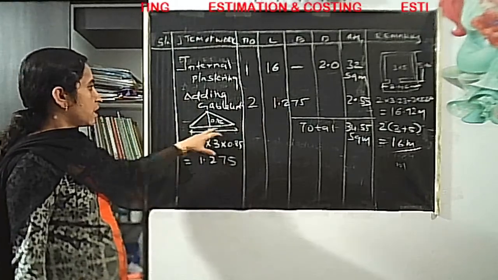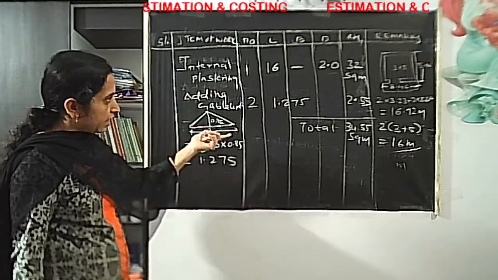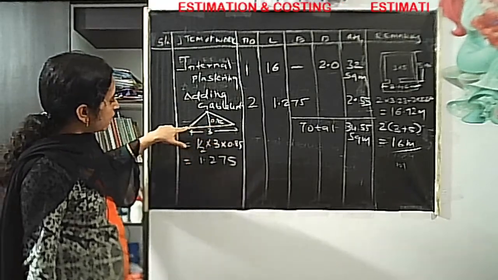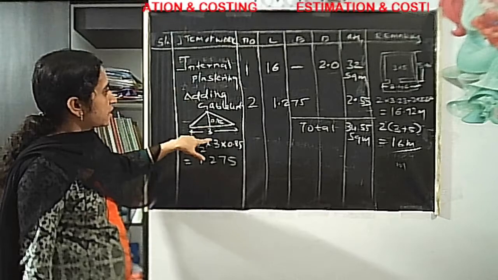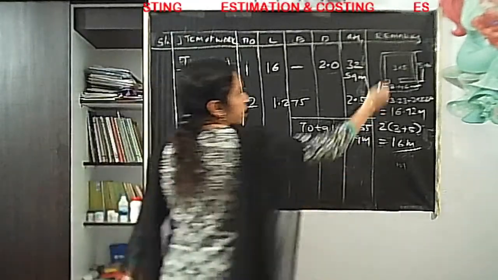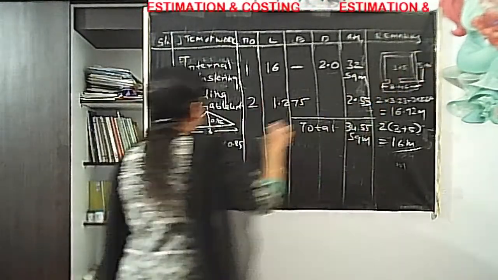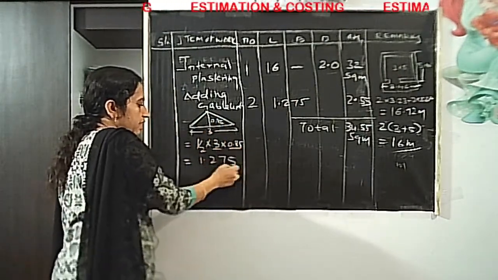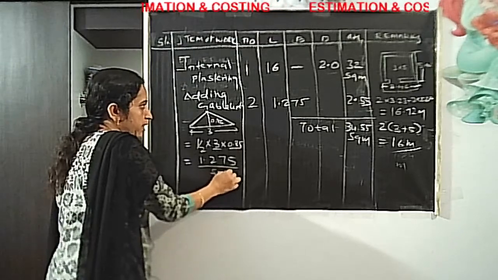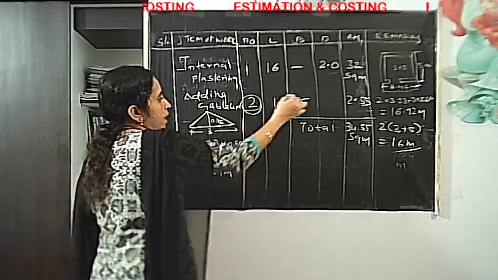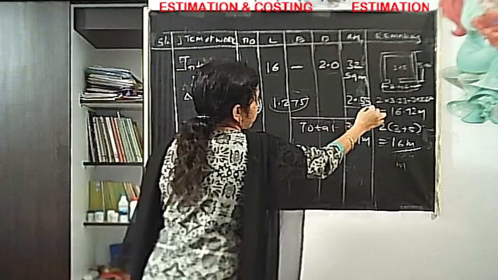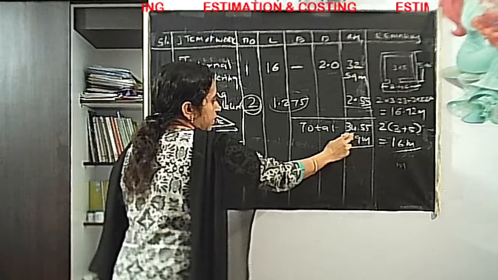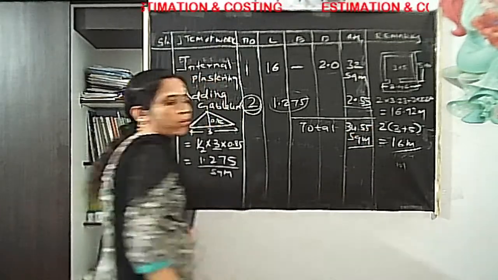What is the difference in the gable wall in the inside plastering is, you are getting the interior base length as 3 meter here. This is 3 meter. So you are getting it as 3. The height is the same, half into base into height. It is coming around 1.275 square meter. So 2 gable walls you have, into 1.275, that is equal to 2.55. So the total quantity before the deductions is 34.55.